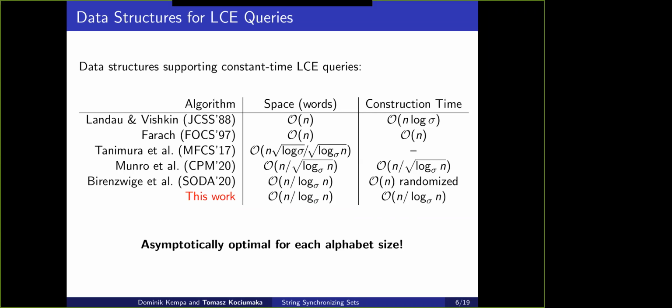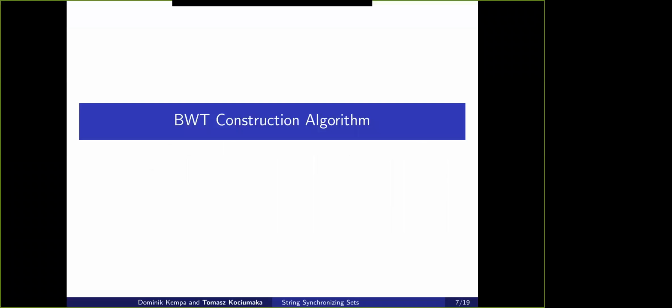So unless you are going to measure your instance size in some more subtle way, using something more than just the alphabet size and the string length, then this is the end of the story for LCE queries. But given that this contribution is quite similar to what Shai talked about yesterday, in this talk, I'm going to focus on the BWT construction algorithm only.